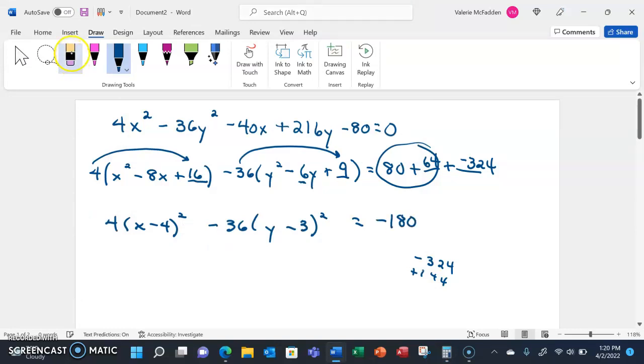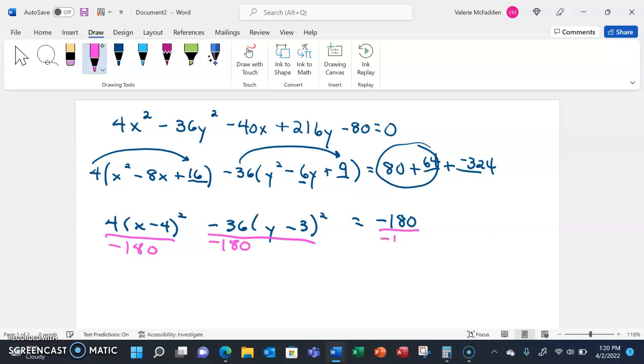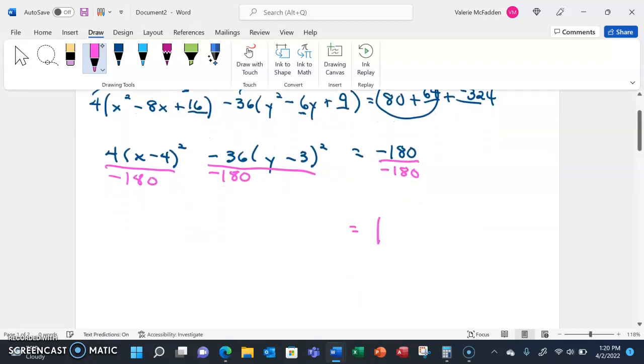Oh, I see the problem. So when you divide by negative 180, you end up with the x's squared becoming the negative fraction. So they're going to go here. So I'm going to have x minus 4 squared over 45. I think I did that in my head, so that could be wrong.